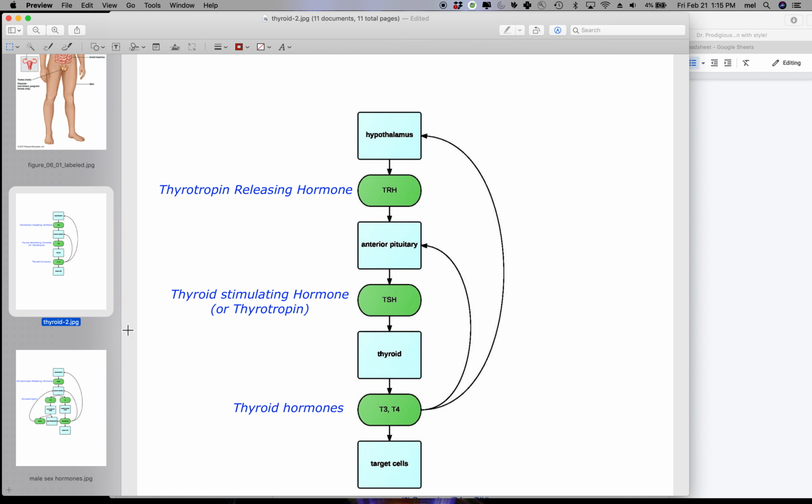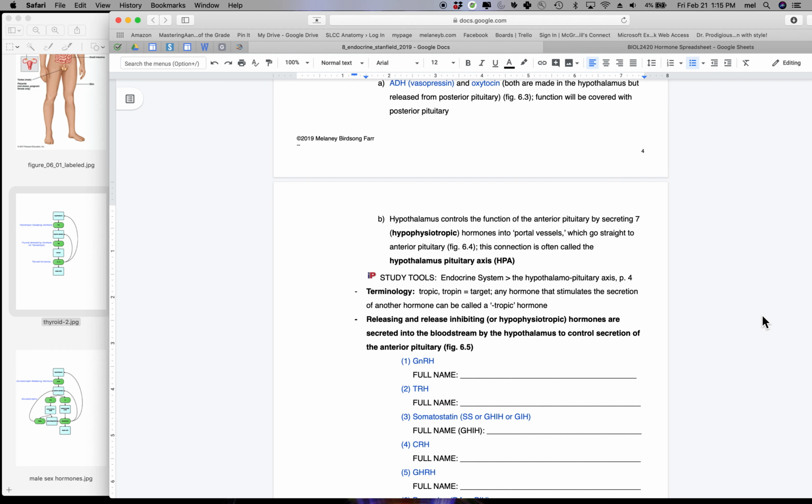But please note this one right here. This hormone is called thyroid stimulating hormone, or thyrotropin, because it's going to the thyroid, okay? So thyrotropin tells you where it's going. It doesn't tell you where it came from, but you will remember that very quickly. Okay, so thyroid stimulating hormone, or thyrotropin. The only thing that makes that really confusing is that you can also have releasing hormones.